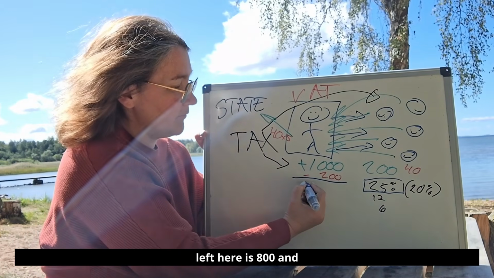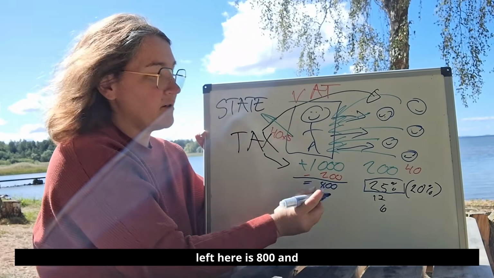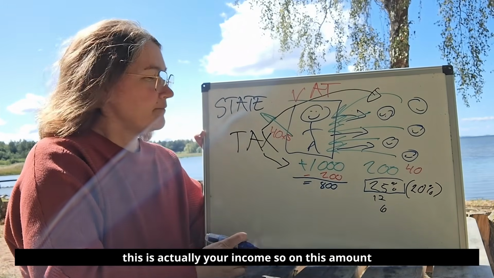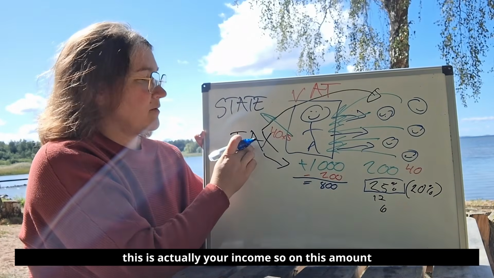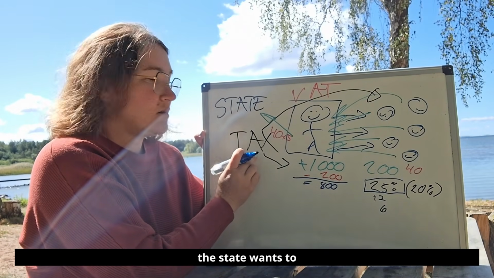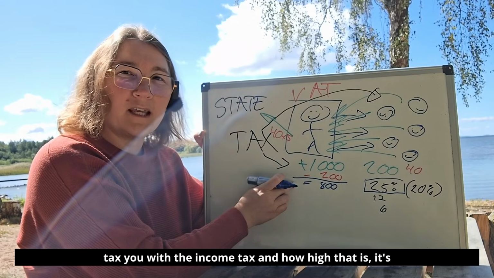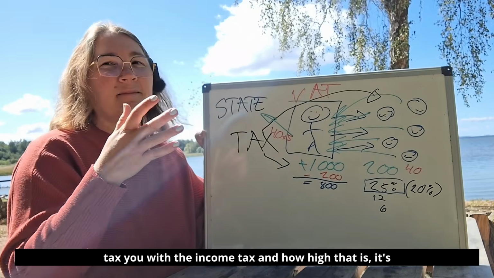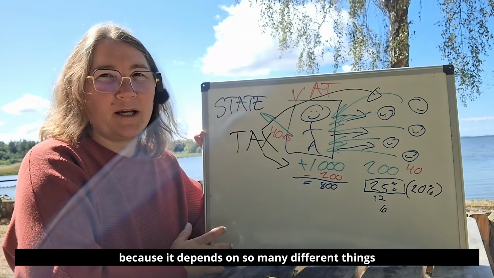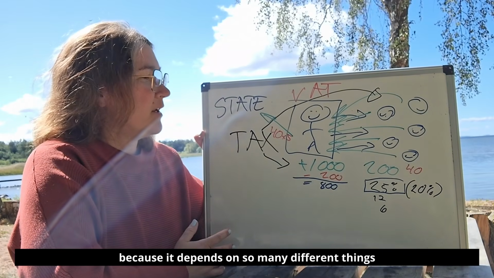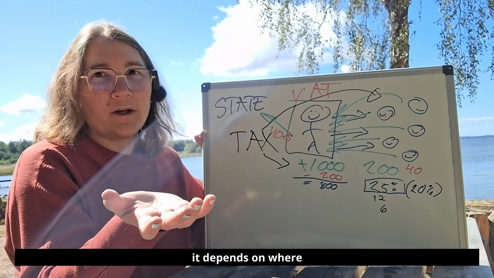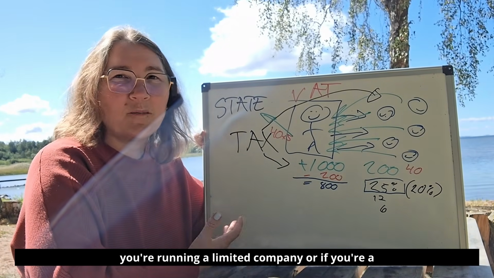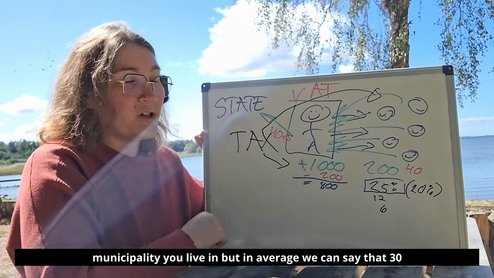So what's left here is 800. And this is actually your income. So on this amount, the tax agency, the state, wants to tax you for the income tax. And how high that is, it's really hard to say, because it depends on so many different things. But it depends on where you live in the country. It depends on what type of company you're running, if you're running a limited company or if you're a sole trader, and which municipality you live in.